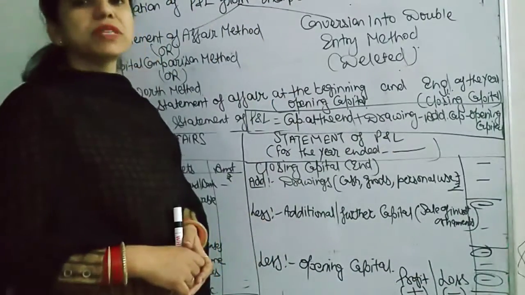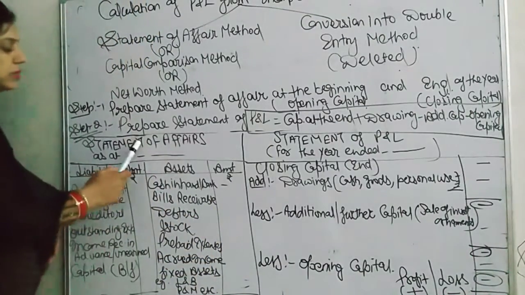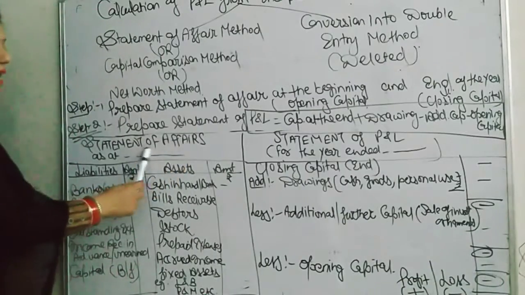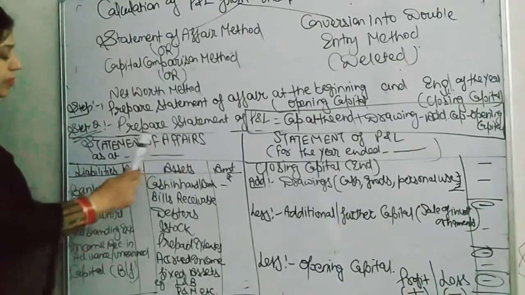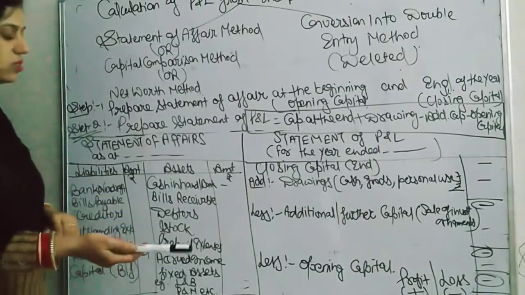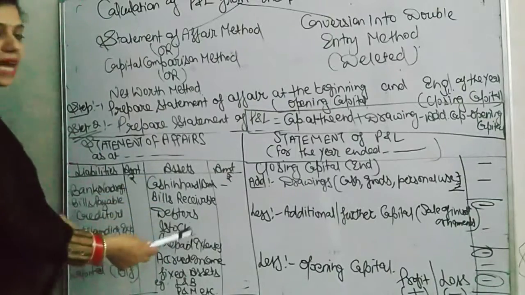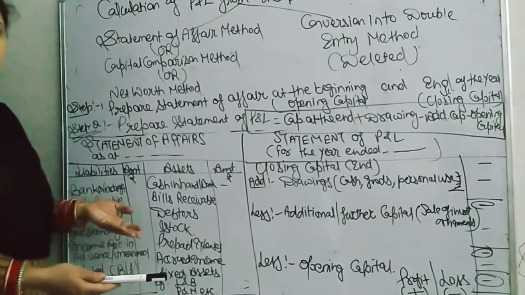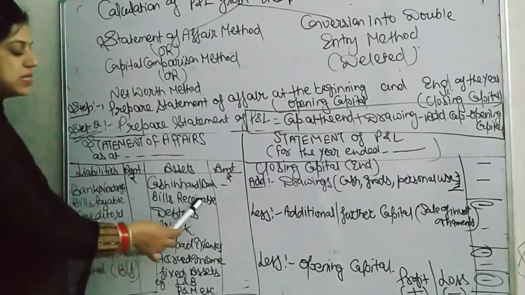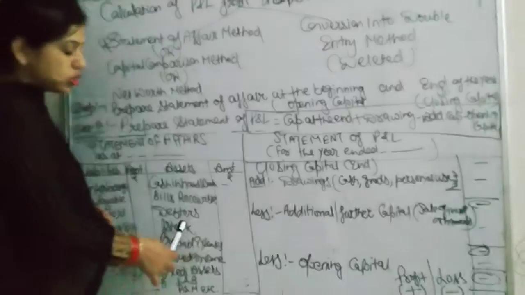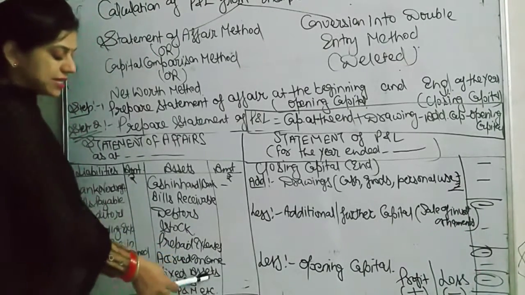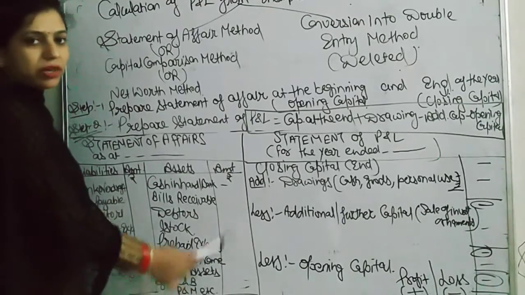What is the format of the statement of affairs? Write statement of affairs in capital letters, as at, the date on which it is prepared, liabilities amount, assets amount. As I told you, it is quite like a balance sheet. Assets, as you know, you have just completed final accounts. On the asset side we will write cash in hand, cash at bank, bills receivable, debtors, stock, prepaid expenses, accrued income, fixed assets like land, building, plant and machinery, all that.